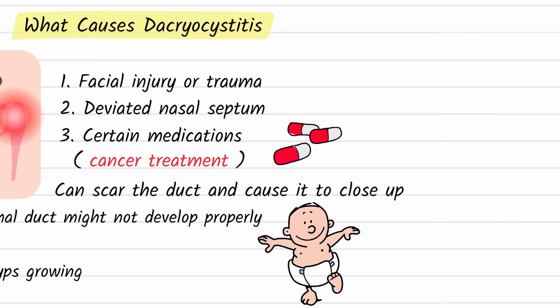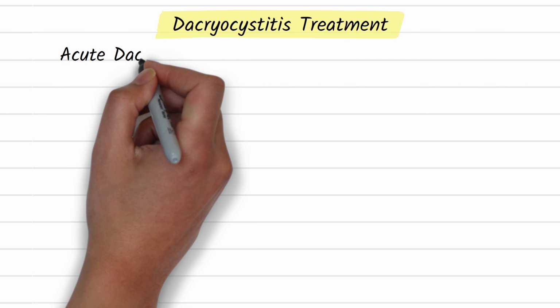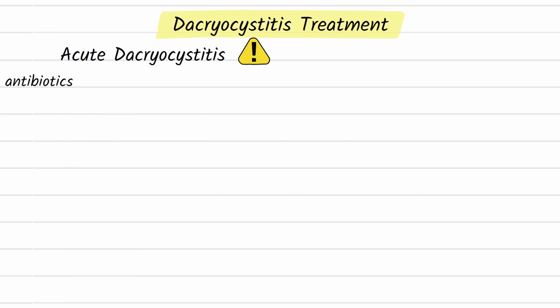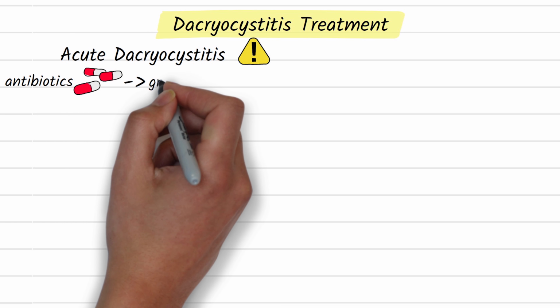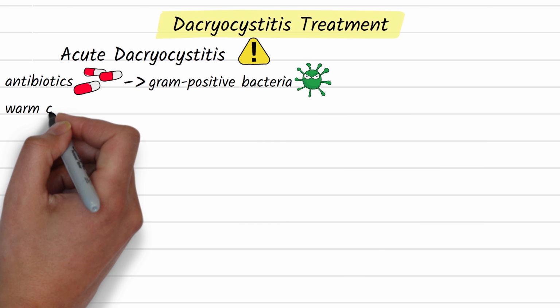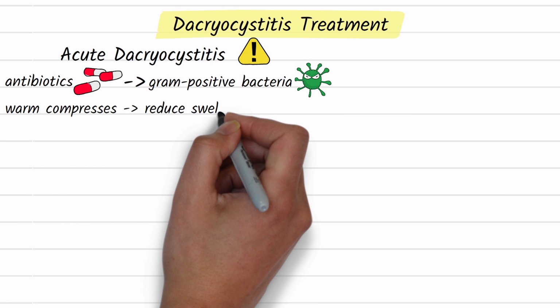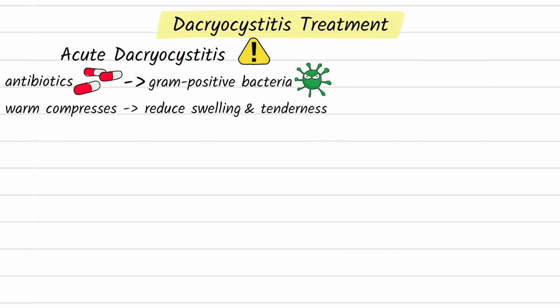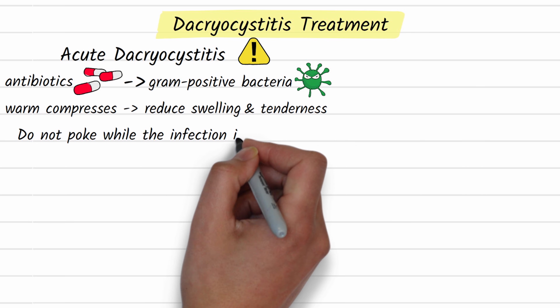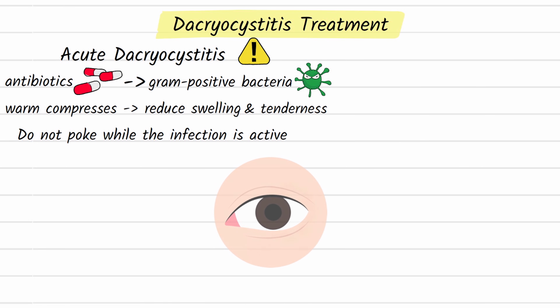When you have acute dacryocystitis, the treatment starts immediately. Doctors typically start you on antibiotics that target the most common bacteria causing the infection, usually gram-positive bacteria like staph. You can apply warm compresses to reduce the swelling and tenderness. But here is what you should not do. Do not let anyone poke around in there with a probe while the infection is active. The weakened tissue around the sac can easily tear and create false passages, which makes everything worse.